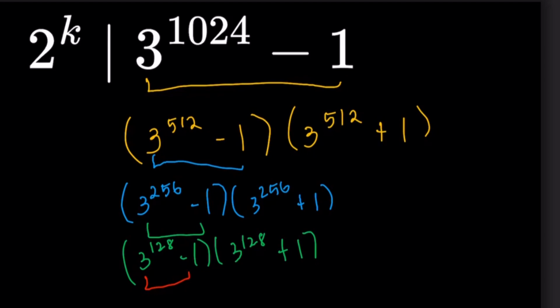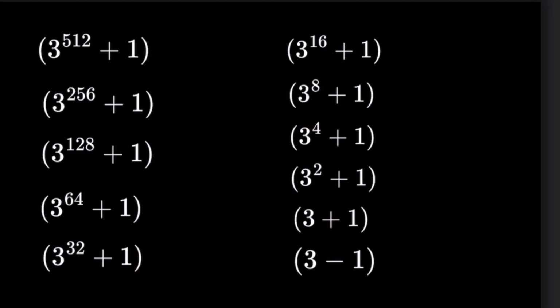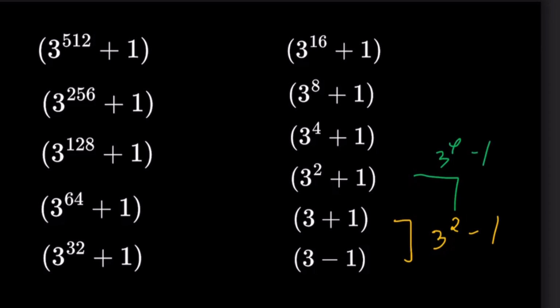I'm skipping a little bit of details here, but we can factor 3 raised to 1024 minus 1 into these factors. Now, it's not the prime factorization, but at least we know that if we multiply all of these individual factors, so these 11 factors, we'll end up with 3 raised to 1024 minus 1. Just take a look at how we can go back. These two make 3 raised to 2 minus 1. Then I combine these two, that makes 3 raised to 4 minus 1. And I combine these two and so on. So that's the thought. So we have the following factors.